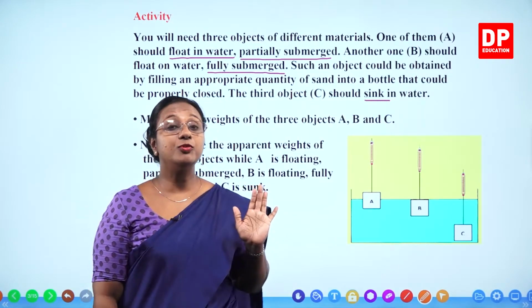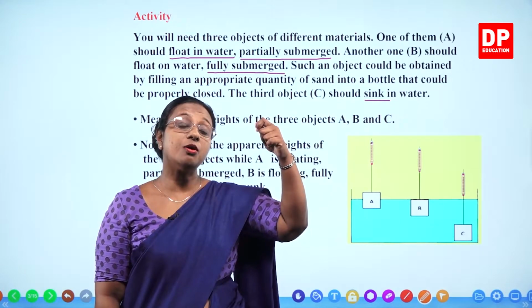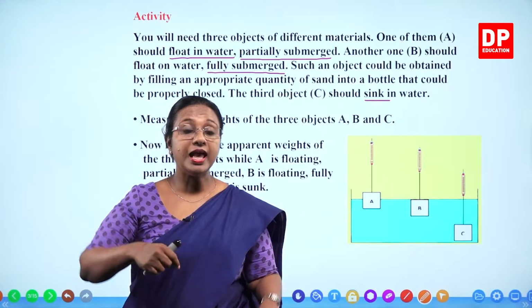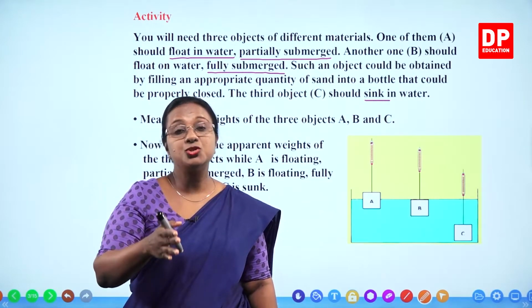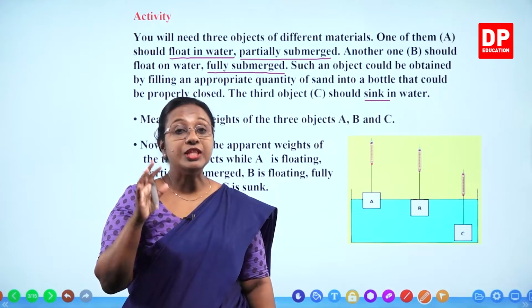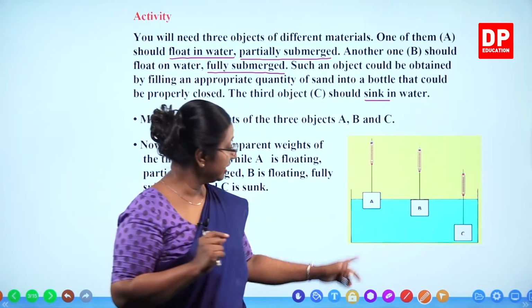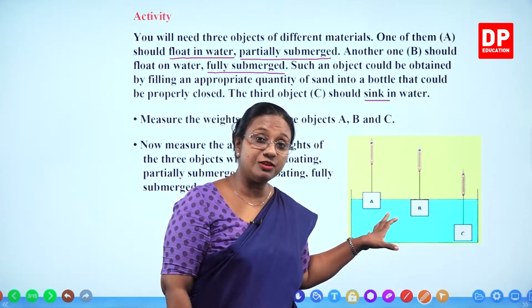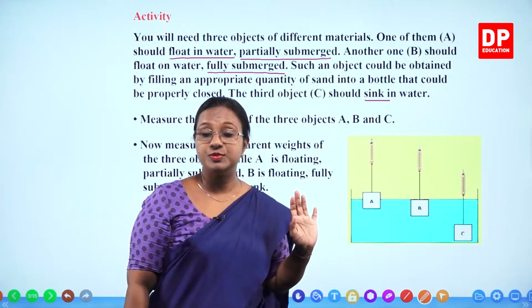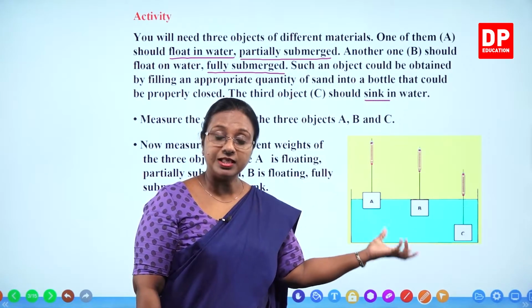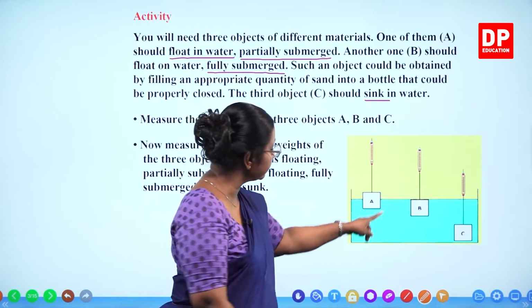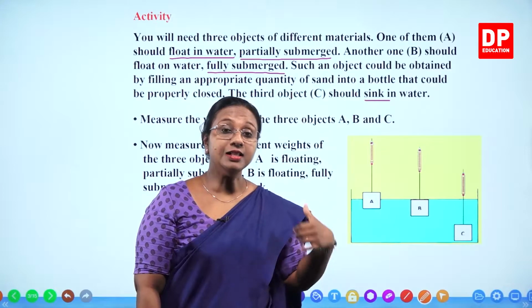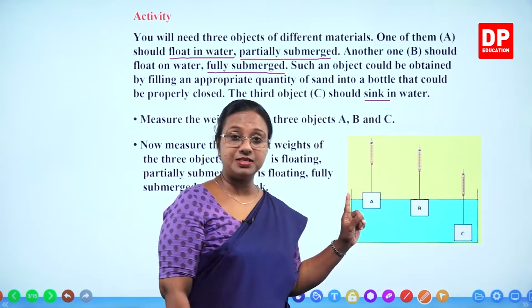So there you have to be careful, students. You shouldn't be pulling the object up or pushing it down. You should allow it to float and at the same time the string has to be straight, not loose. So then you will get the weight when it is floating. Before that, to confirm that it is partially floating, you can put the object in without the thread or the spring balance. So you know it is partially submerged and floating. So you take the weight in air, then the weight when it is partially submerged and floating.